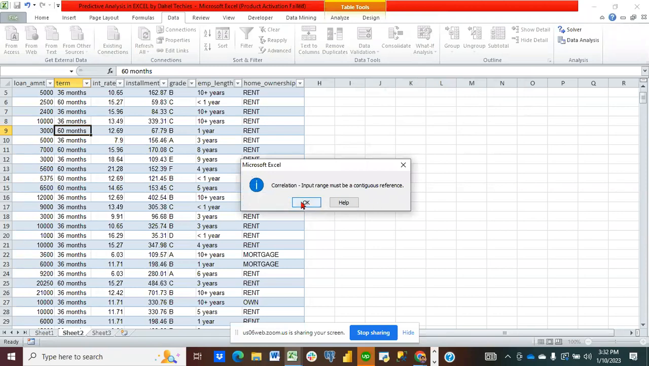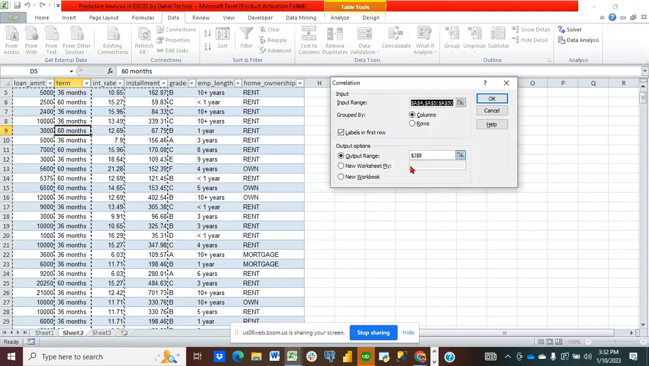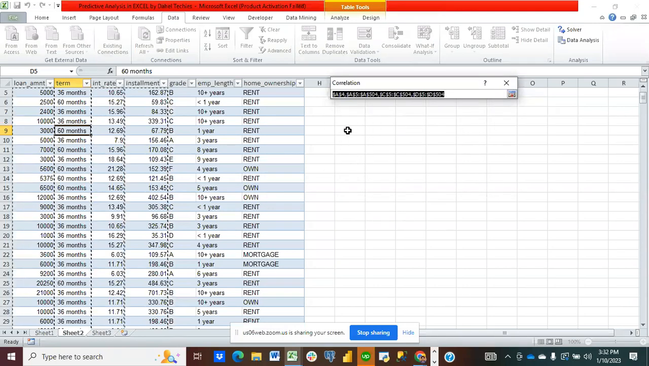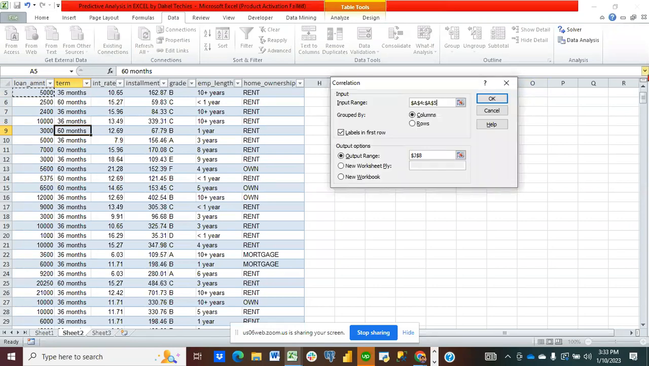The input range must be a contiguous reference. Sorry, I think it was my mistake. I have to clean that. I have to go to loan amounts. I think you have to close first and move up.